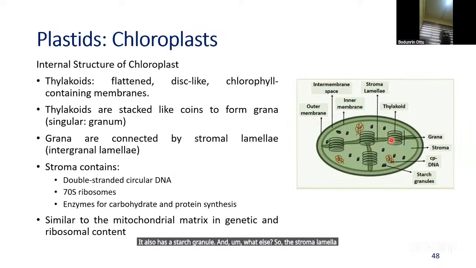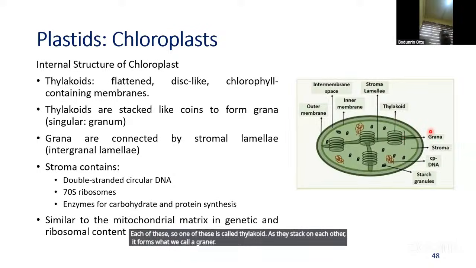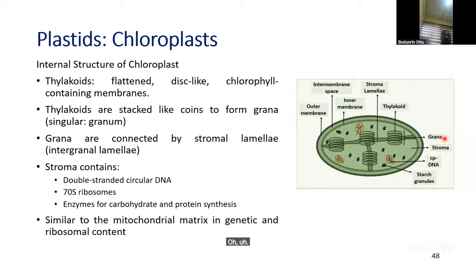So you have thylakoids. Thylakoids are flattened disc-like chlorophyll-containing membranes. Each of these is called a thylakoid. As they stack on each other, they form what we call a grana, singular granum. So it forms grana. So this is grana. And one of these flattened disc-like structures containing chlorophyll is called a thylakoid.